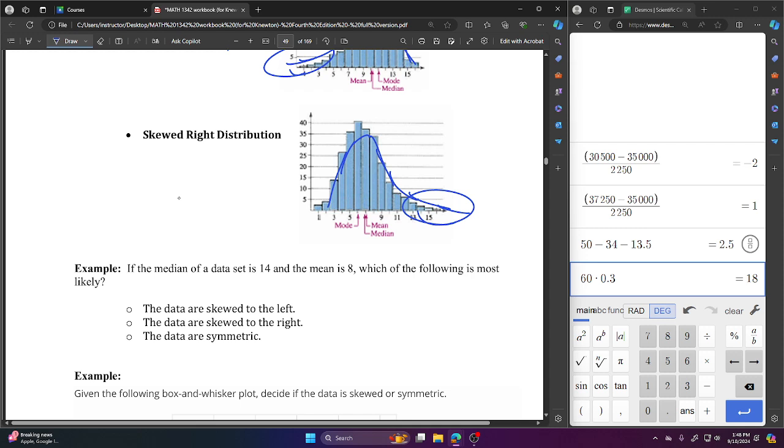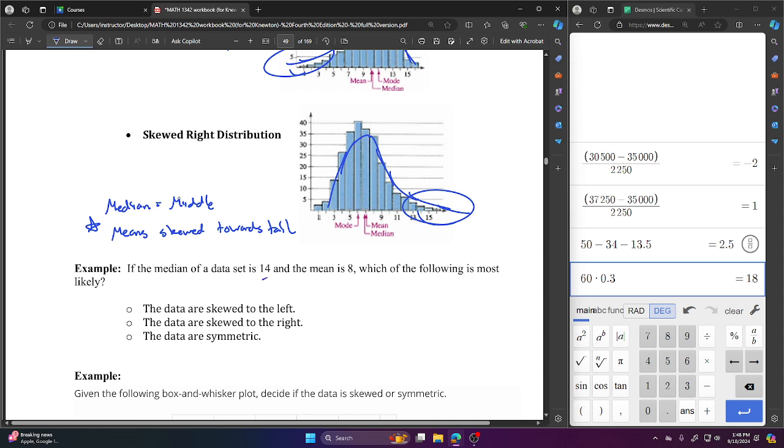We also talked about the median and mean. The median is always in the middle. Remember that. Median is in the middle. But the mean is skewed towards the tail. So if the tail's on the right side, then the mean is on the right side. Okay, so this is kind of like a little thing here.